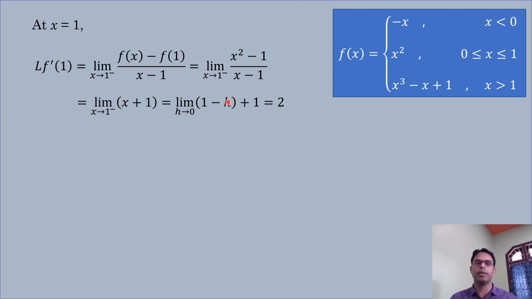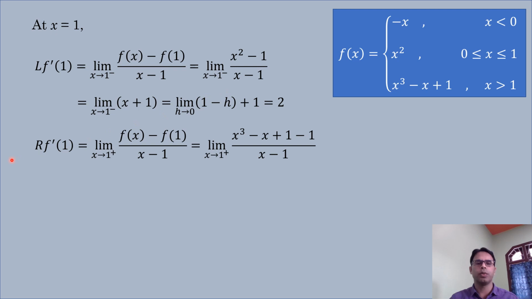Then right hand derivative at 1, Rf dash 1. So this time x tends to 1 plus, definition will remain the same. x tends to 1 plus means x is greater than 1, and here x is greater than 1. So f(x) is equal to x cube minus x plus 1. So x cube minus x plus 1 minus f(1). f(1) is obviously 1, divided by x minus 1.